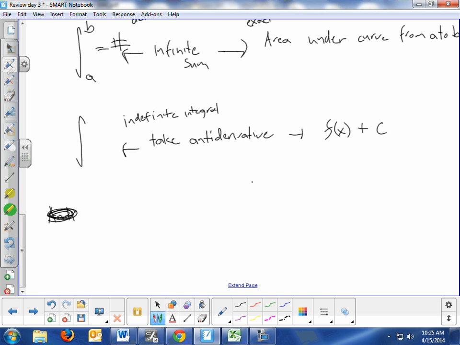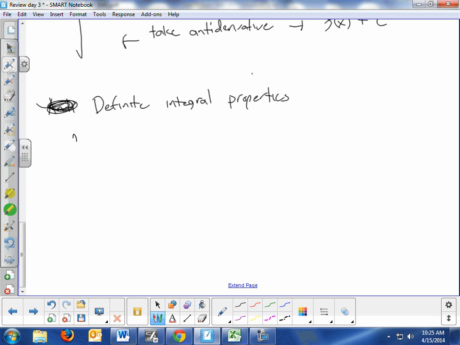Let's talk about some definite integral properties. And then we'll talk about some antiderivative rules. So the key rule is if you have the area from, say, 3 to 4 of f of x dx is equal to 15, that means the area from 4 to 3 of f of x dx is equal to what? What happens when I flip the numbers? It'd be negative. Good.